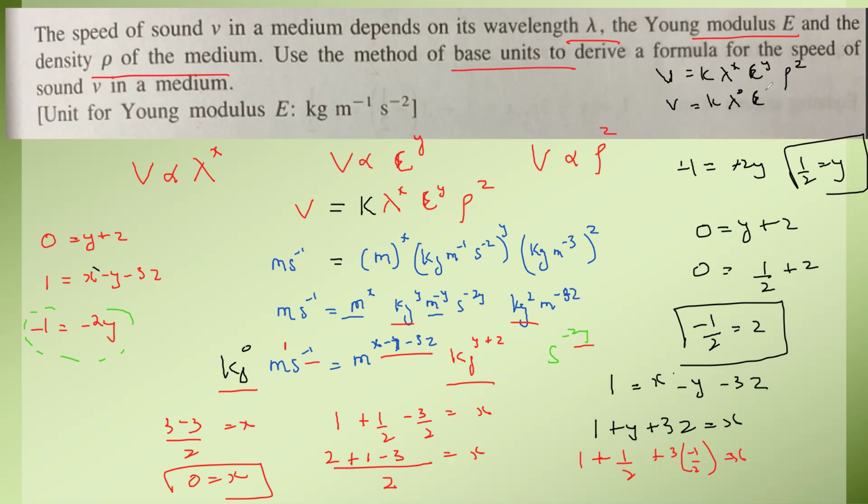E raised to power y, which is half, and density raised to power z, which is negative half. So when we simplify, density will go in the denominator: k times E raised to power half, which means under root E, divided by root rho. Lambda is not there. So this is an equation which relates the Young's modulus, density and k. This was an example I did in the last session as well.